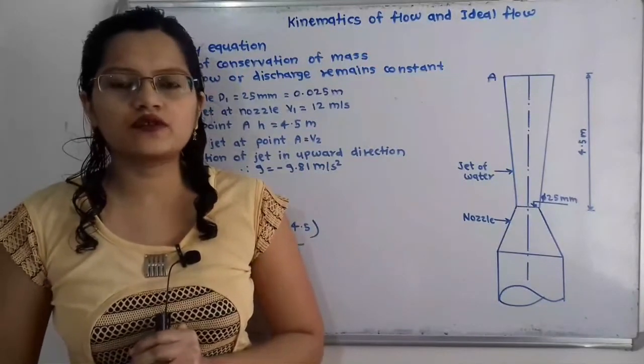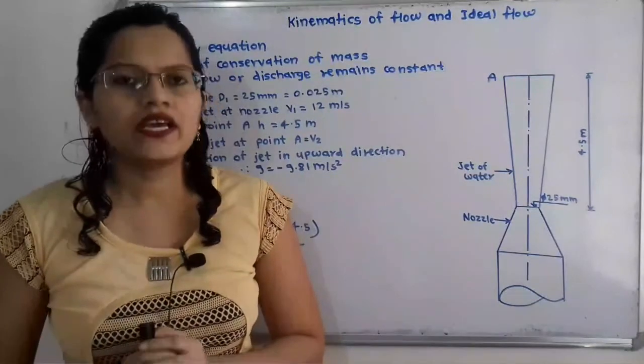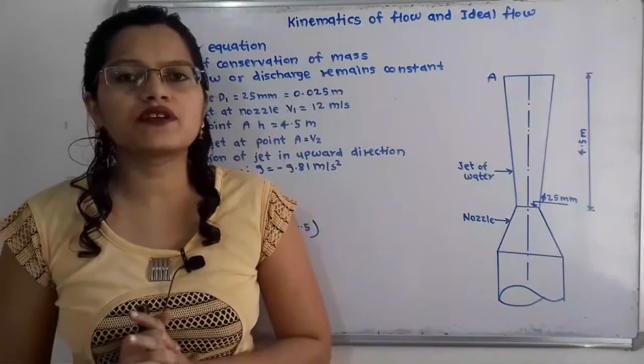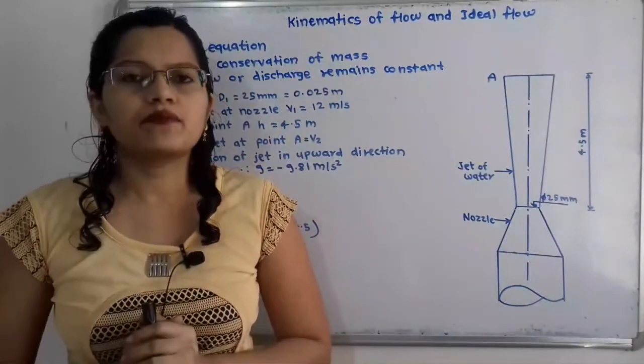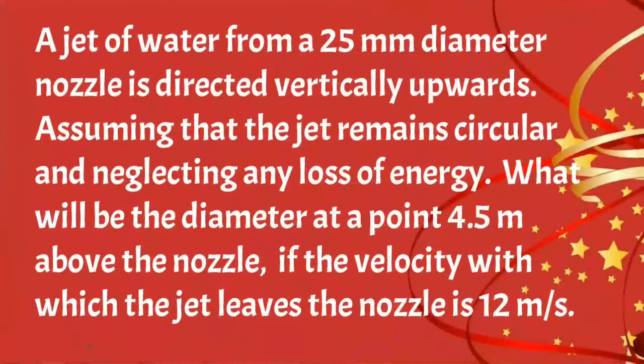Today we are going to solve a problem on kinematics of flow and ideal flow. In this video, we are going to find out the diameter of the jet of water at a certain height by using the continuity equation. So first I will read the given problem.